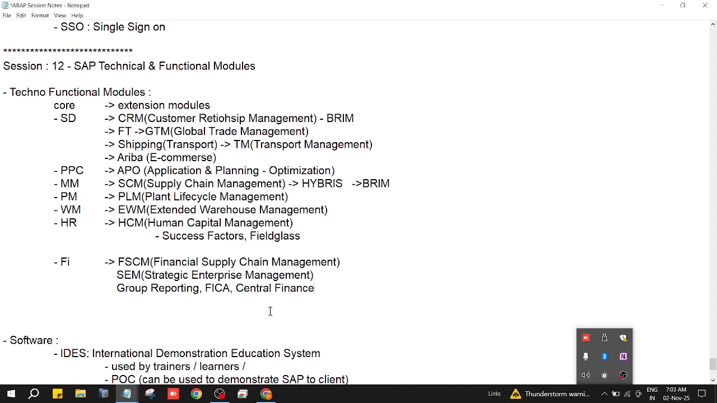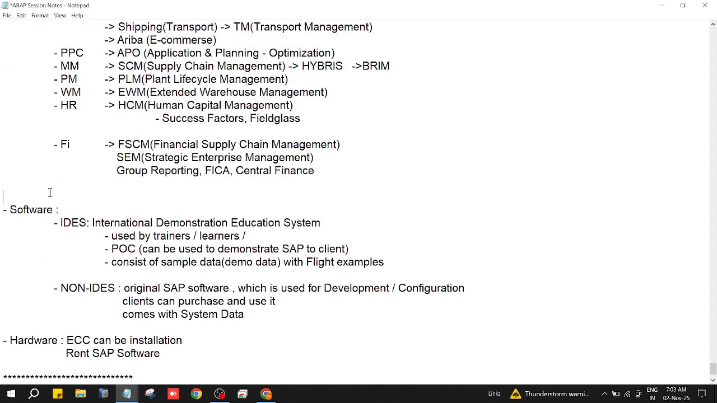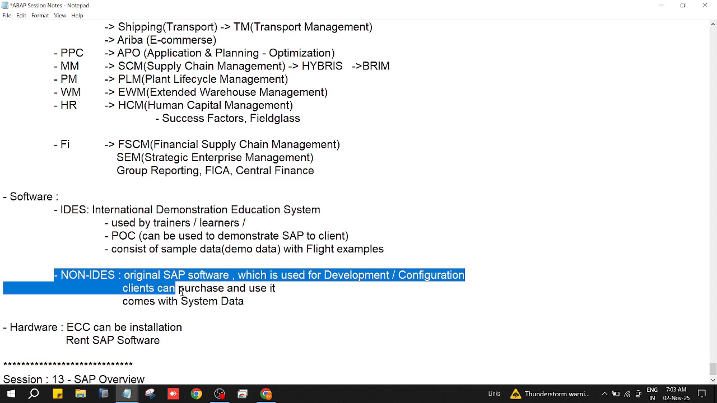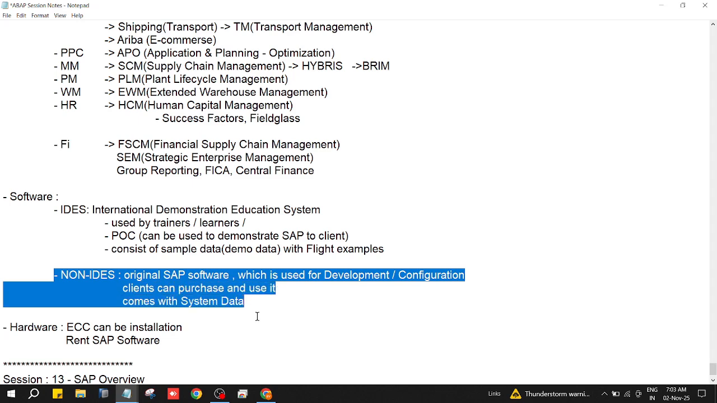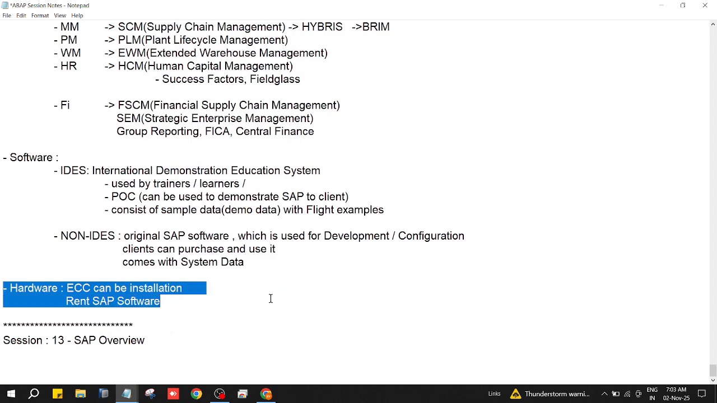Now, recently, SAP software details. What exactly is the training and learning software, as well as the software used by the original company? Both things are covered.